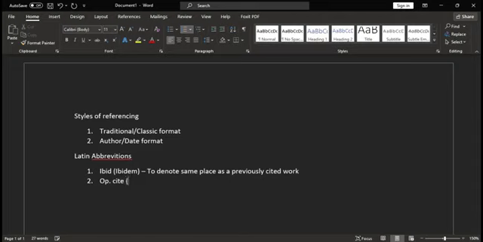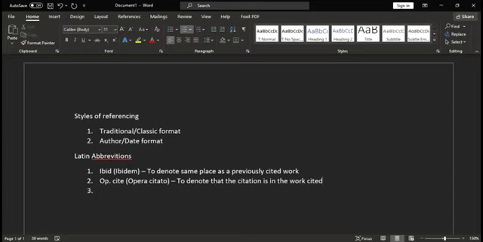That's opera citato. Opera citato. That's to denote that the citation is in the work cited.